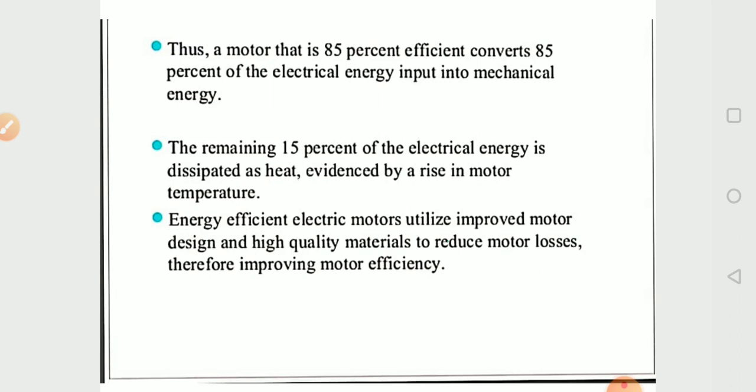So an energy efficient electric motor utilizes improved motor design and high quality material to reduce the motor losses, therefore improving the motor efficiency.